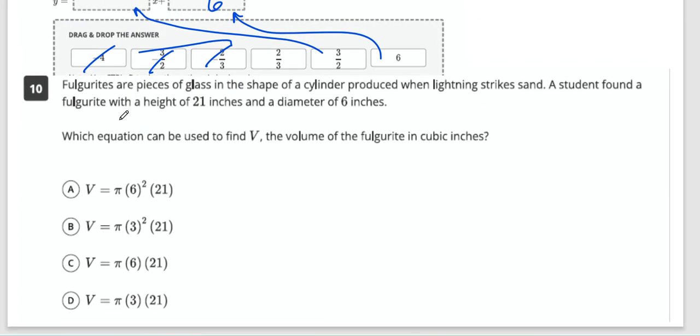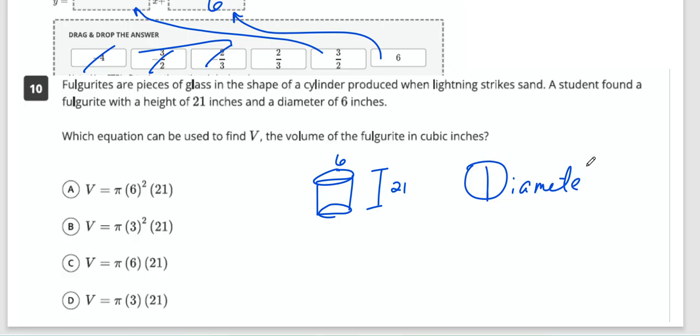Number 10. Okay, fulgurites are pieces of glass in the shape of a cylinder produced when lightning strikes sand. Okay, cylinder. So we're going to have a cylinder here. A student found that the fulgurite has a height of 21 inches, so from here to here, 21, and a diameter of 6 across. So remember, I said the diameter you never use.